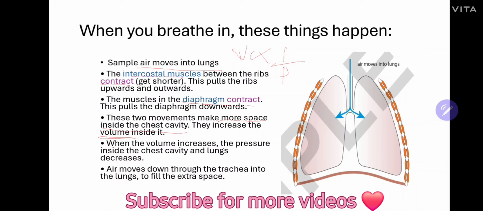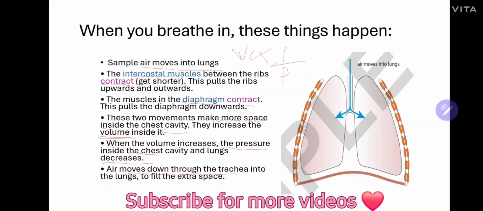I'll say it once more. During the process of inspiration, both the intercostal muscles as well as the diaphragm will be contracting. This contraction of the muscles will create more space inside the chest cavity, and this more space results in more volume inside the chest cavity. As the volume increases, the pressure decreases. This decrease in pressure allows the movement of air down the trachea into the lungs to fill that extra space. So this is what happens in the case of inspiration.